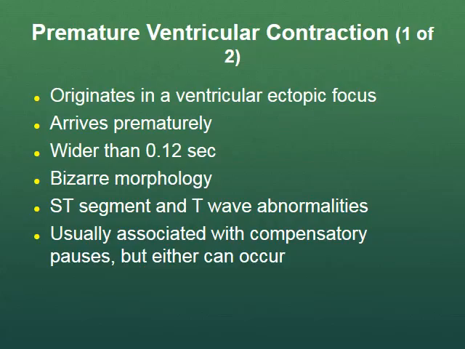We'll talk about premature ventricular contractions. Basically, a premature ventricular contraction is the same thing as our other premature contractions. It's occurring in the ventricles, though. It's going to originate in an ectopic focus. It arrives prematurely. It's going to be wider than 0.12 seconds, usually bizarre, wide, tall morphology. You'll have an ST segment and T-wave abnormality from it. And it's usually associated with compensatory pauses where the P wave is reset. But not necessarily all the time. There can be non-compensatory pauses as well.